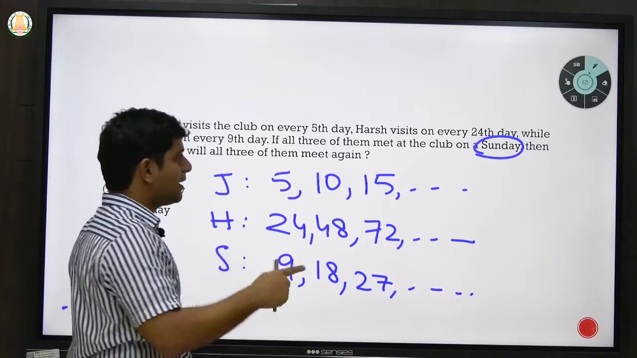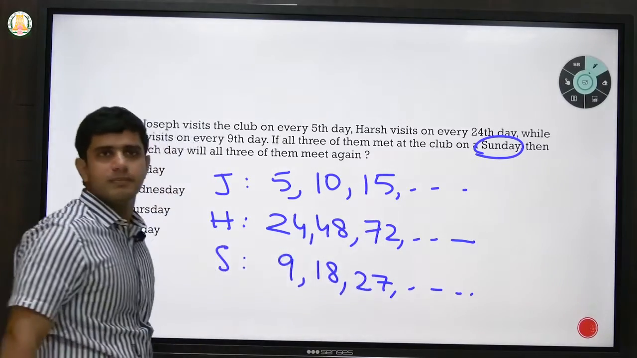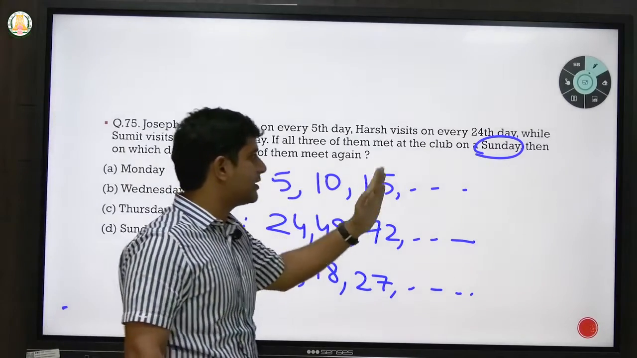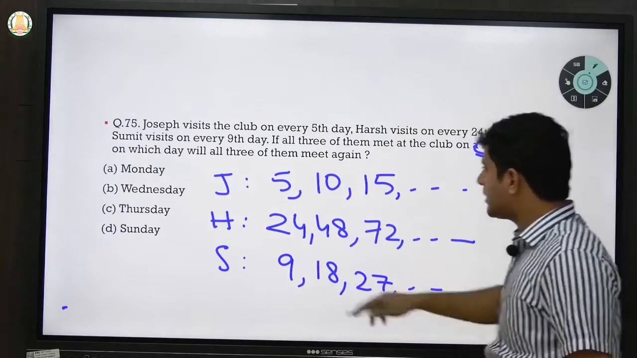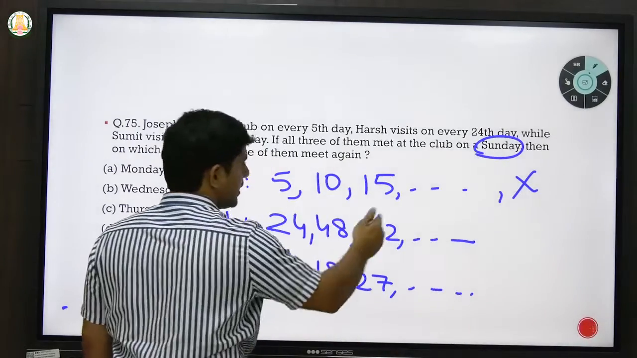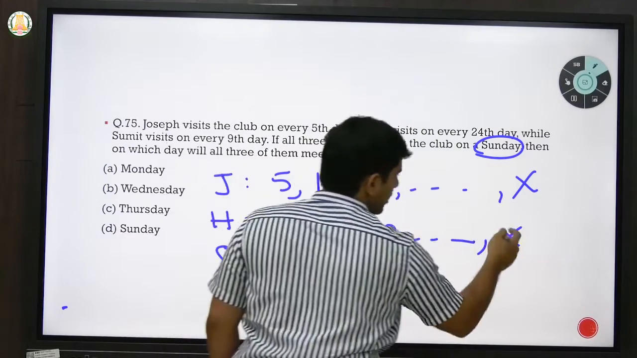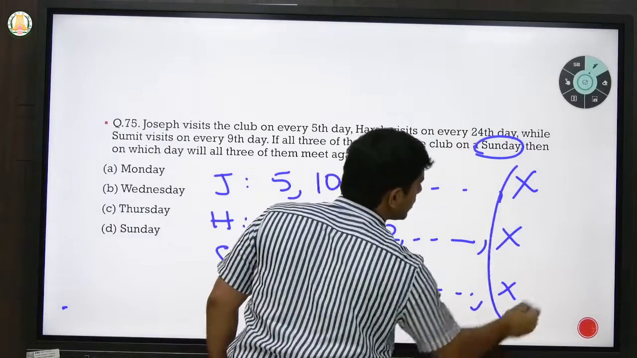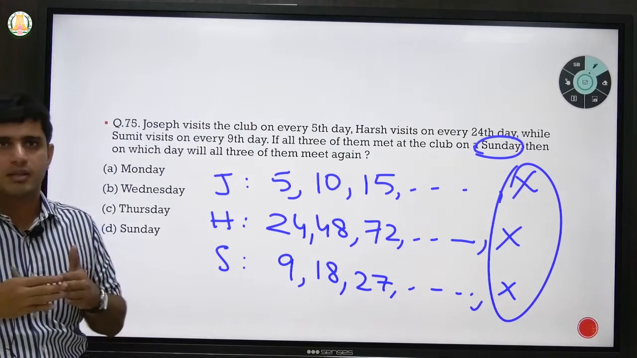So what will that one day be? This particular number should be the same in all 3 of them. So if Joseph comes on the 5th day, 10th day, 15th day, like that, there will be a number, let's say X here. Similarly, Harsh comes on 24, 48, 72, like that, and he also comes on X. So this X should be common for all 3 of them. Only then will they be able to meet on that one particular day, right?